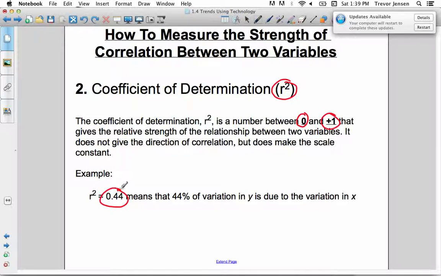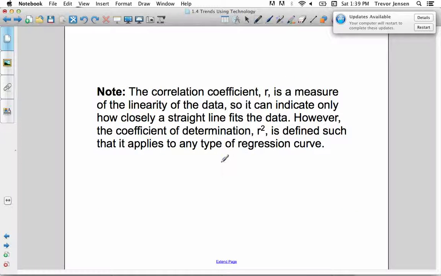And in fact, let's say we got an R squared value of 0.44. What that actually means is that 44% of the variation in our dependent variable is due to the variation in our independent variable. So it's going to give us the percentage of variation in y that we can say is due to the variation in x. And keep in mind, you're going to have to change your R squared value to a percent by multiplying by 100 to figure out what percent of the variation in y is due to the variation in x.